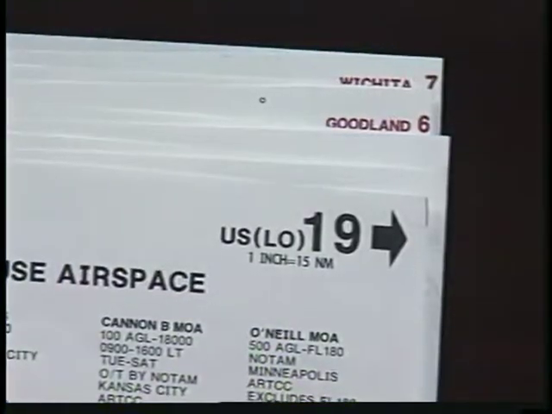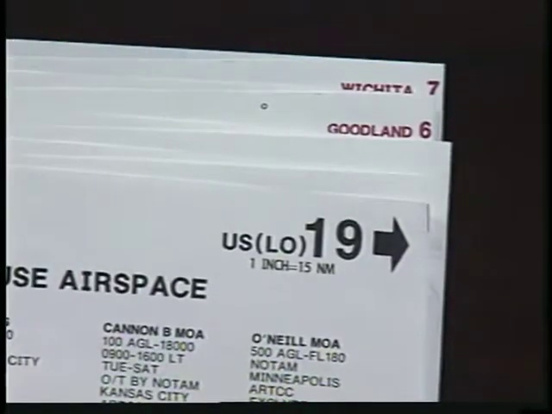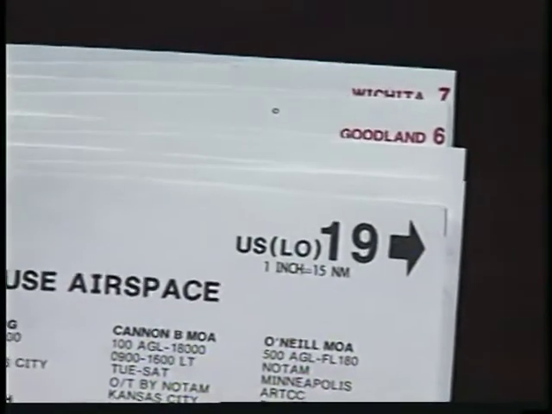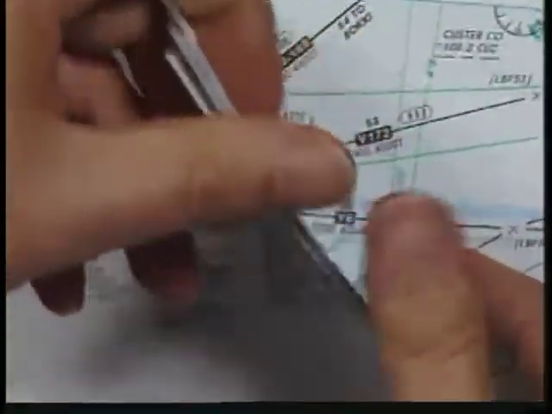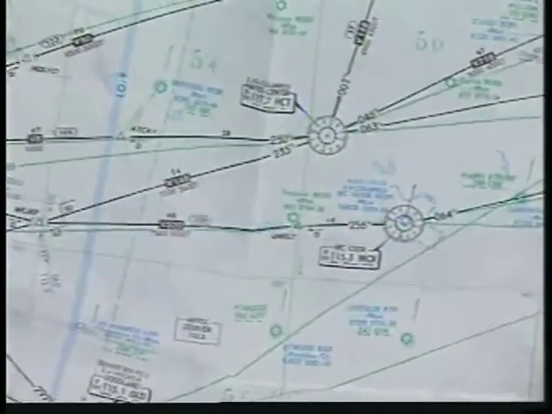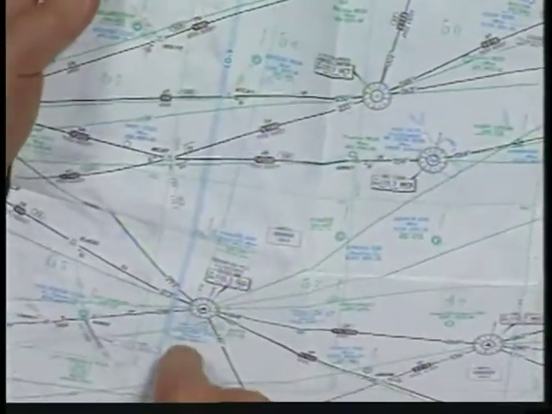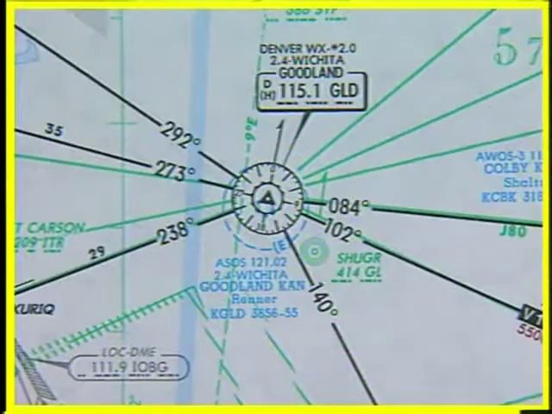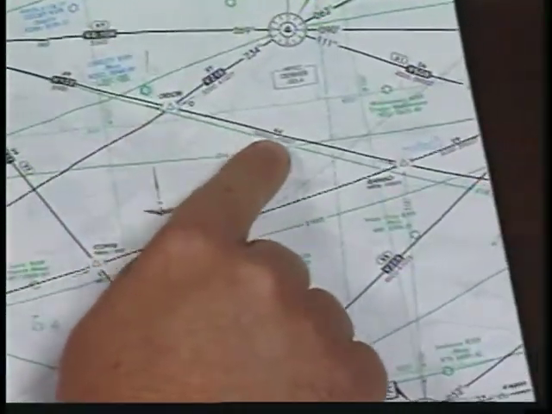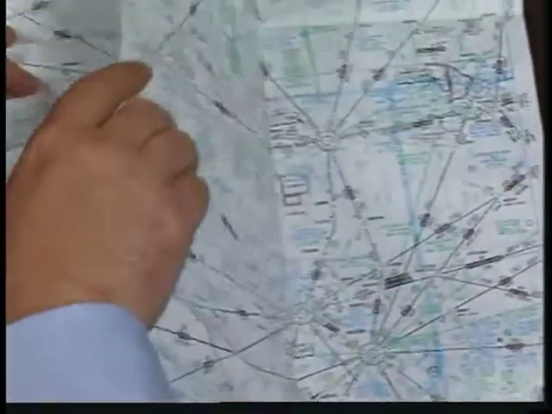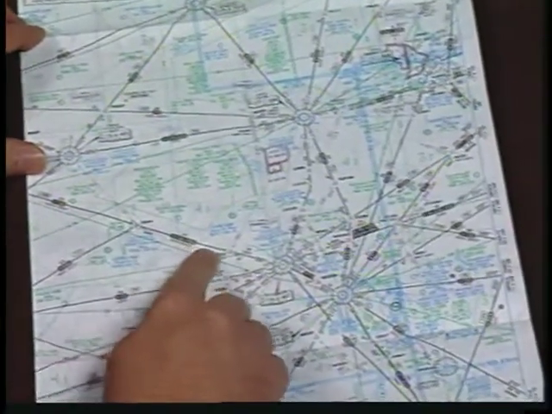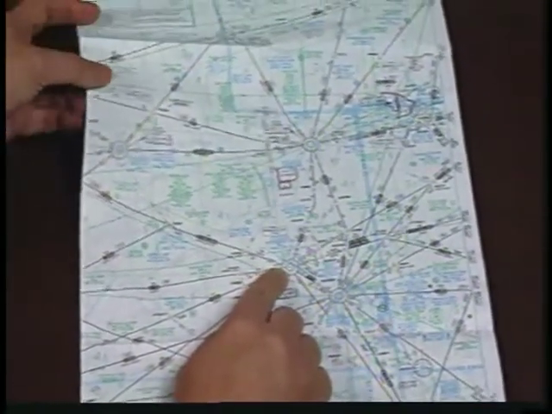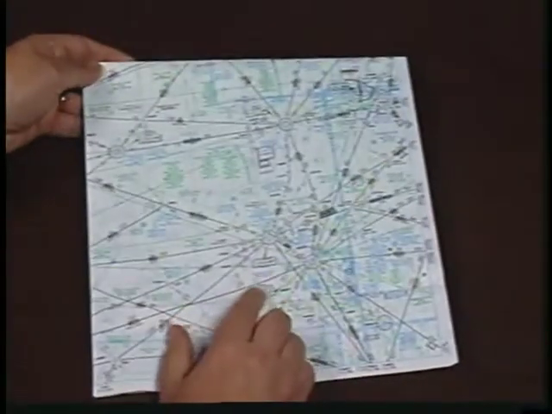On the back panel, you can use a feature called ZigDex, or Zigzag Index, to locate major cities. For example, Goodland is located on panel 6 of the U.S. low 19 chart. To find the city, open the chart to panel 6. The enroute charts are designed so you can follow your flight's progress by turning the panels like the pages of a book. This convenient feature helps in cockpit management since it is seldom necessary to completely unfold a chart.